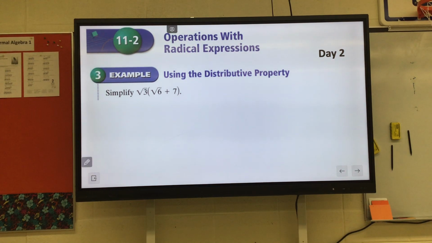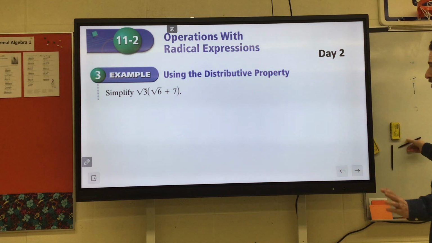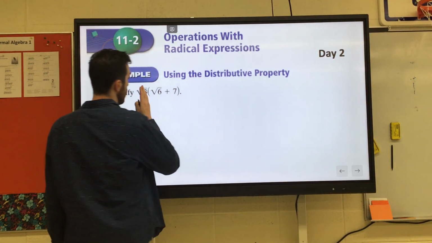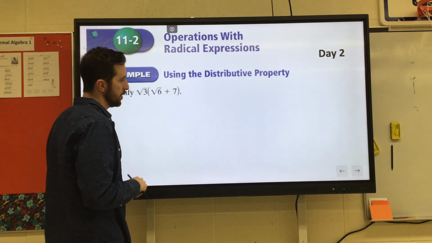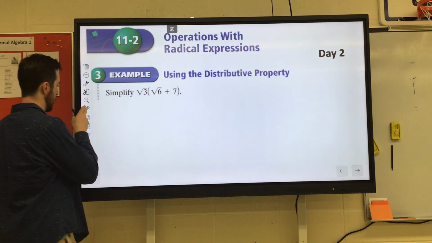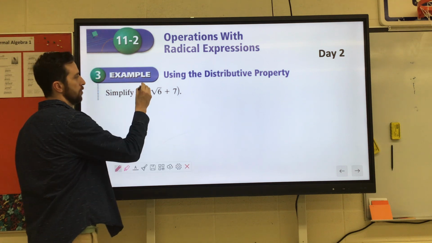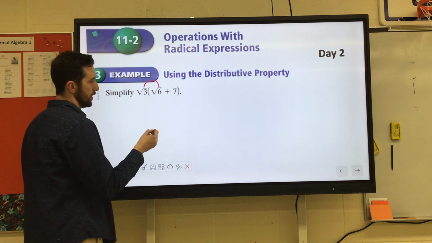So don't forget, you can only add or subtract them if they have the same radical. Luckily, you can multiply anything with anything. So here we have to distribute this root 3 to both of them. Not terribly complicated. It's just something new to get used to. Root 3 times root 6. That's root 18.